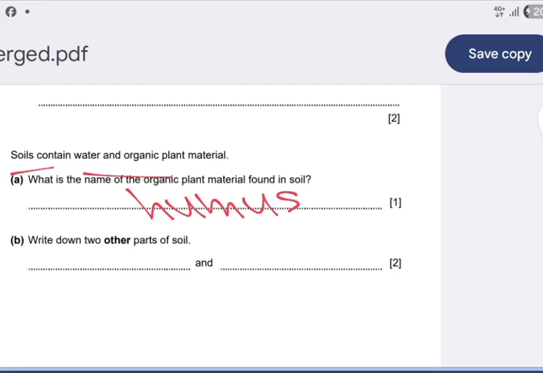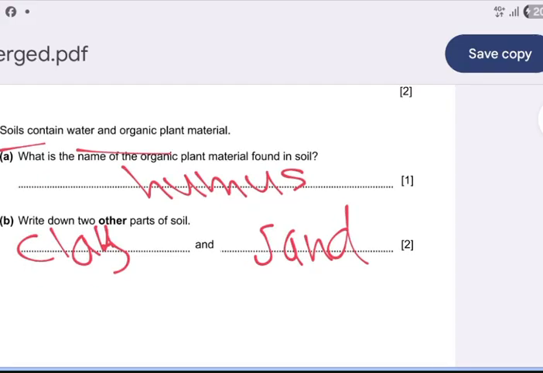Okay. And also in the soil, you can find other parts. Like I said, we can have clay, we can have sand, and so on. Humus is organic plant material that will allow the plants to grow. You can write also, we can find in the soil many things, like pebbles, small stones. You can find dead animals, dead plants, earthworms. All of these, they are right.